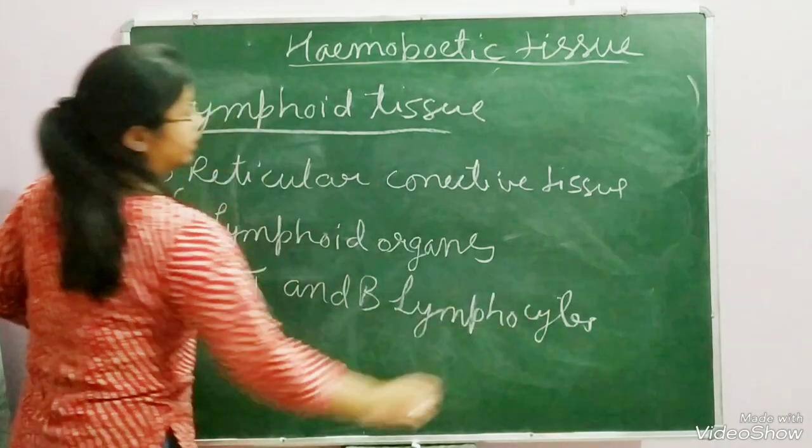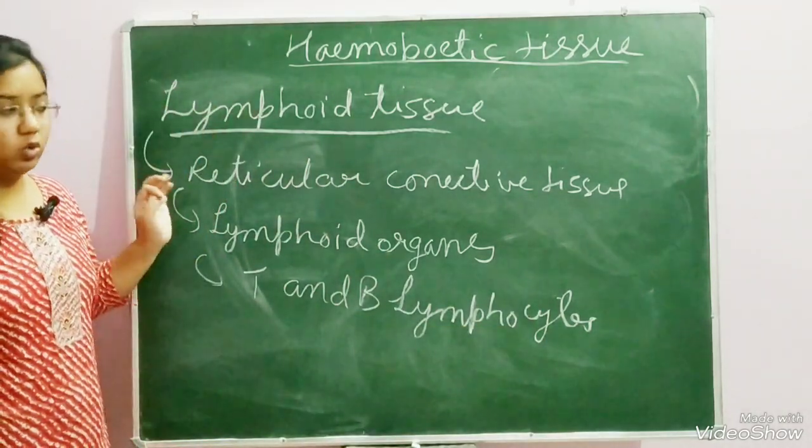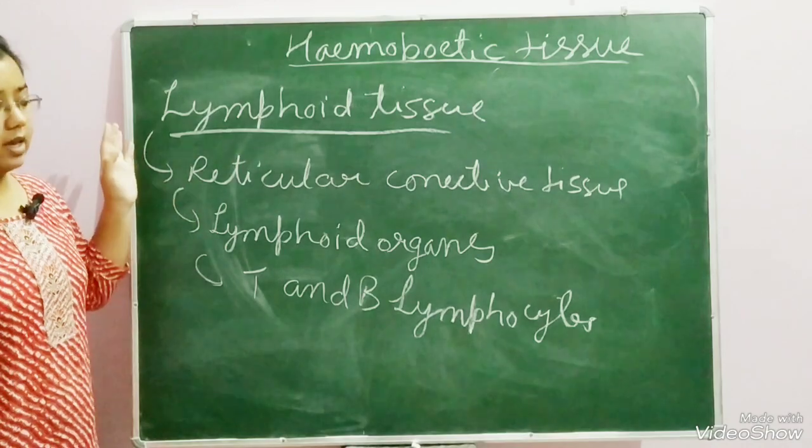So, this is the haemopoietic tissue which forms blood cells. Next.